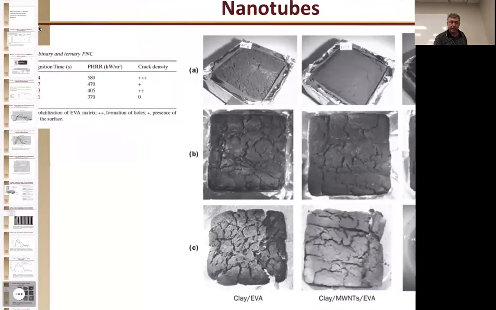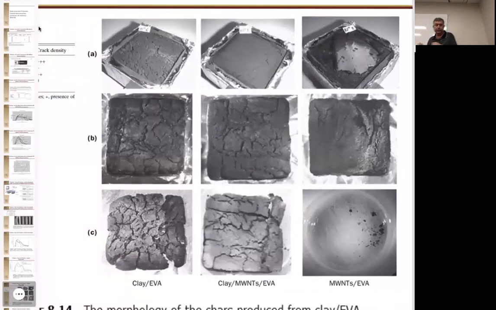But if we look at, let's see, there we go, EVA clay. So we see decreased cracking compared to this. That's what they say. This is the multi-tubes, the hybrid between this one and that one. And they say those are better.